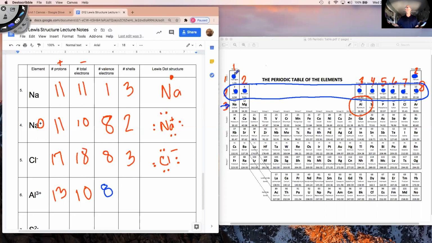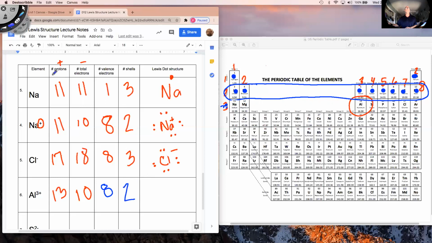And how many shells? Well, a lot of people are going to miss this question. How many shells does aluminum ion have? Not 3, kids, because aluminum ion, that does not exist out here. Those electrons don't exist. Since those electrons don't exist, that means that level doesn't exist. So let's just take a look here. And we have 2 shells.